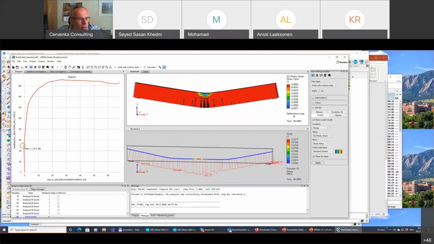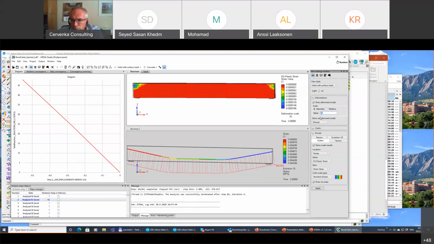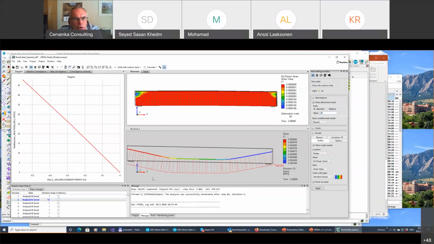So always in ATENA, it is good to define some monitoring points. In this case, we are monitoring the total reactions in this beam, and the deflection in the middle. And you see here that first the displacement was going up. That's because of the pre-stressing. So if I go back to step 2 and increase the deformation, you see at this point the beam is being lifted because of the pre-stressing.